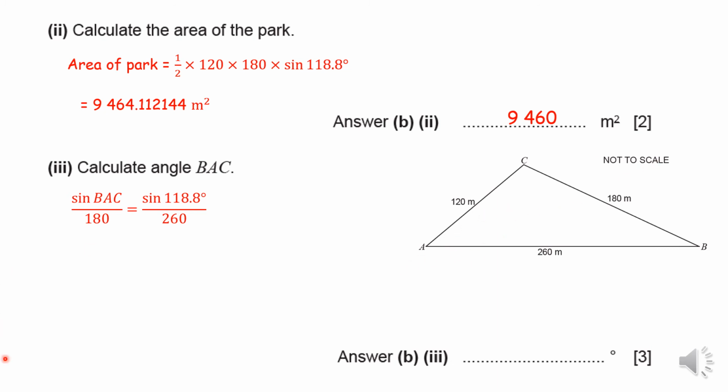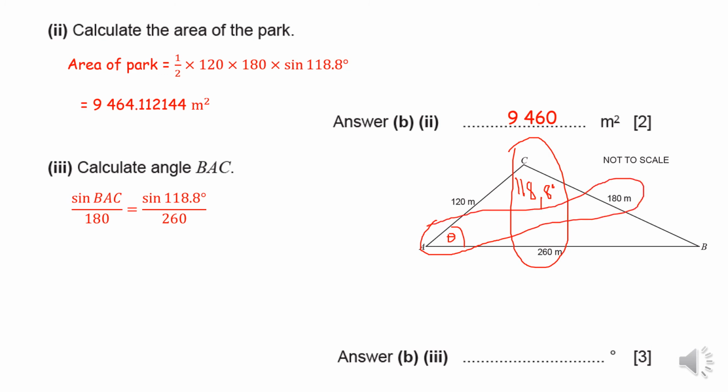Remember, you need a complete pair in order to use the sine ratio. Since we know this is 118.8 degrees, this here is a full pair. And once we have a full pair, we can calculate the missing angle that we are looking for. The missing angle we look for is obviously going to be here. That's why I'm comparing these sides with each other.